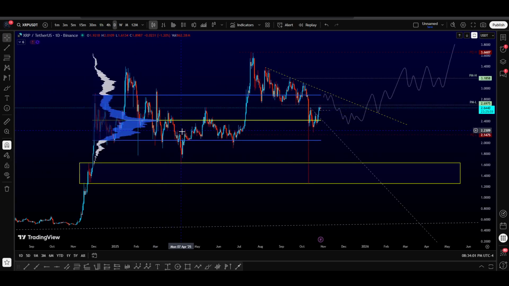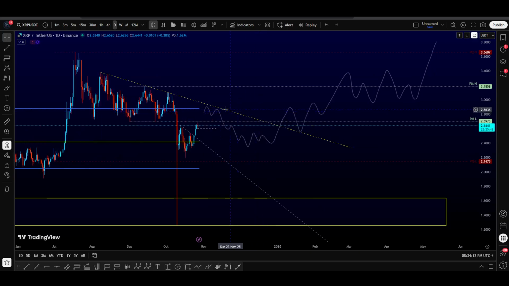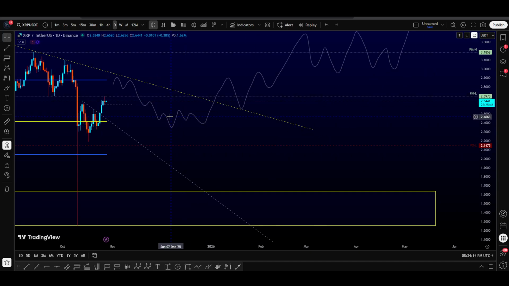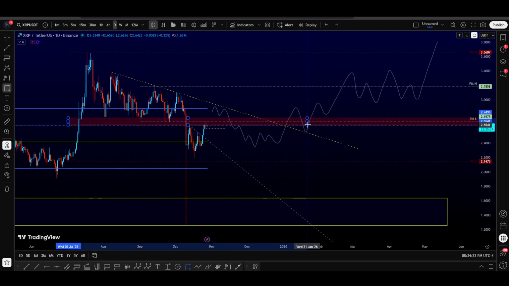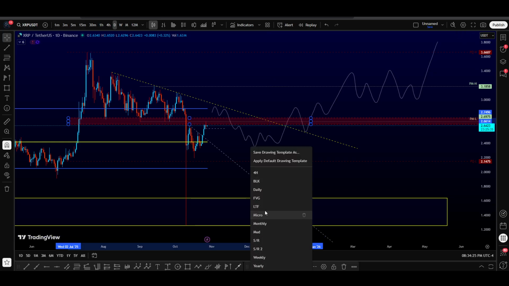But that's pretty much it with XRP, looking very bullish. Targets right now are coming up at $2.90. And yeah, looking to flip the previous month's low into support for extra continuation to the upside. Very bullish chart.